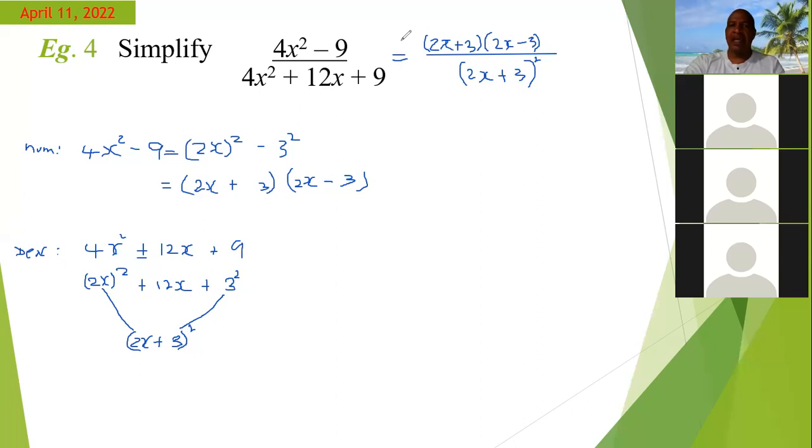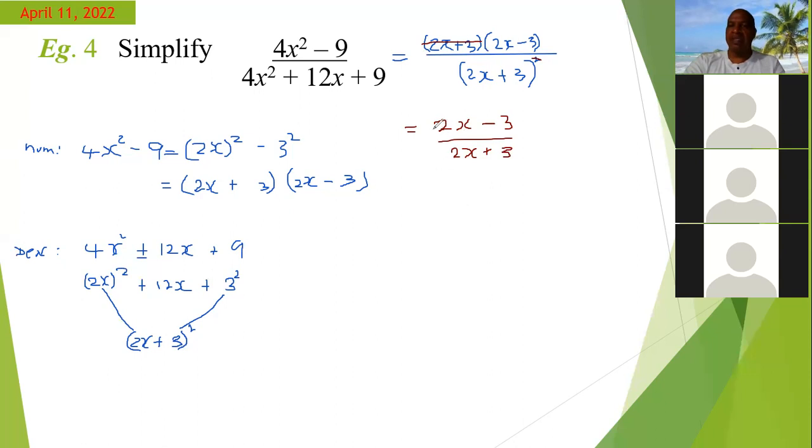Now, can we cancel any like expressions here? Yes, sir. All right, so what are the like expressions? 2x plus 3 with 2x plus 3 all squared, sir. So that would leave us with just 2x plus 3 in the denominator. The square would cancel out there. So in the numerator, we would have a 2x minus 3 over the denominator, which is 2x plus 3, sir. All right. And it ends right there.